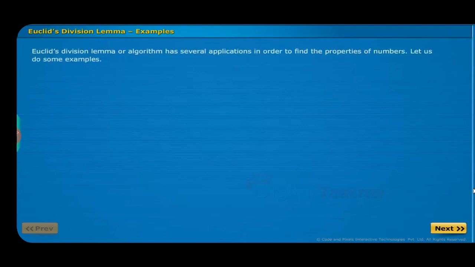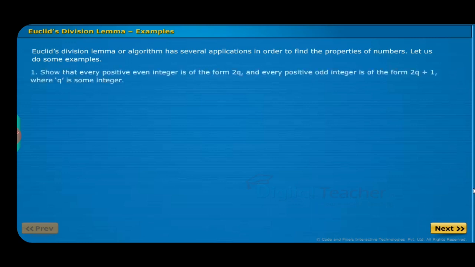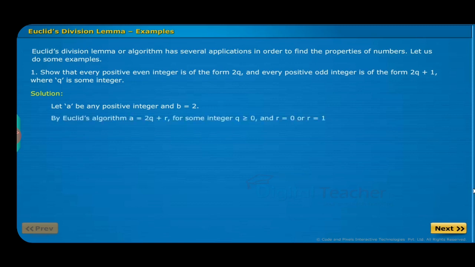Euclid's division lemma or algorithm has several applications in order to find the properties of numbers. Let us do some examples. 1. Show that every positive even integer is of the form 2q and every positive odd integer is of the form 2q plus 1, where q is some integer. Solution. Let a be any positive integer and b is equal to 2. By Euclid's algorithm, a is equal to 2q plus r for some integer q greater than or equal to 0 and r equal to 0 or r equal to 1.